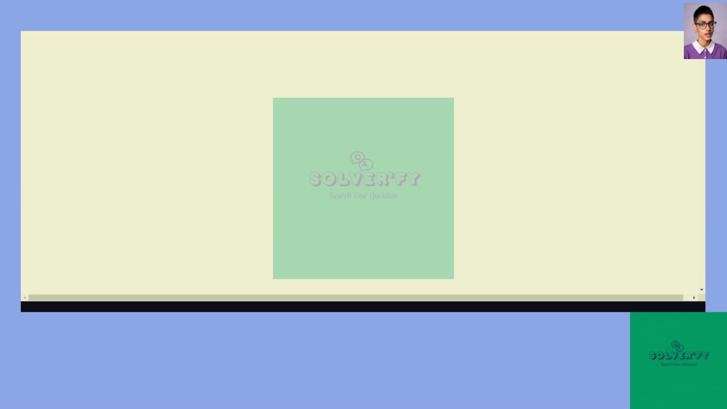We're asked to determine whether the given graph is planar, and if so, to draw it so that no edges cross. So we're given a graph on 6 vertices, labeled A, B, C, D, E, and F.